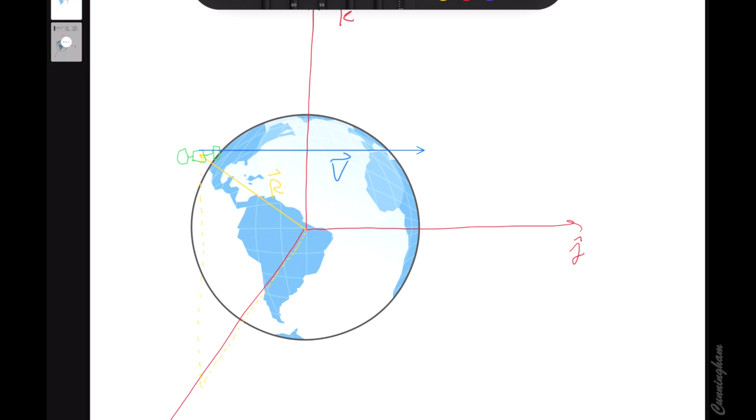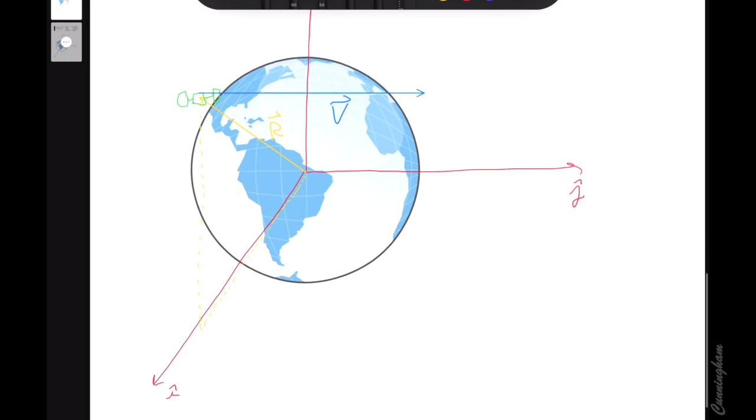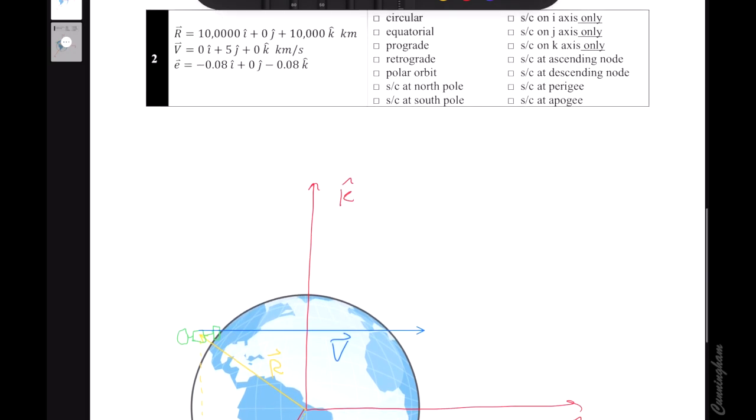All right, so what this means is our satellite's up off the I hat axis somewhat because we have some positive K, and it's out along the I hat axis somewhat because we have some positive I. And at the moment, our satellite is going completely eastward, basically totally towards J, totally positive J, meaning to the east. Okay, with respect to I hat anyway.